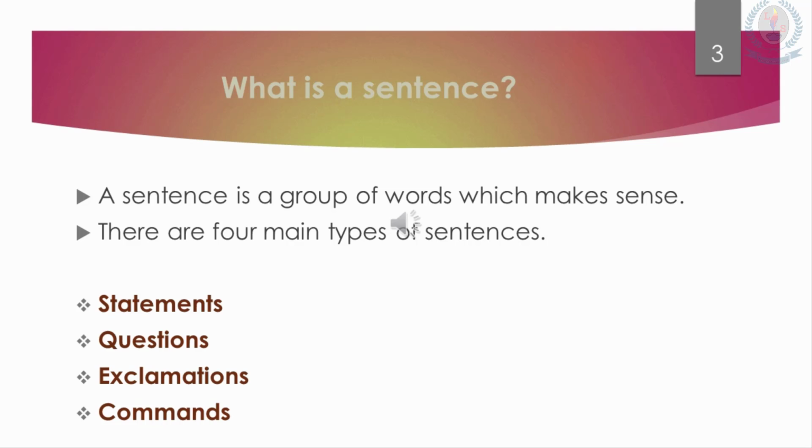There are 4 main types of sentences. They are statements, questions, exclamations, and commands. So, simple sentences may make a statement, issue an instruction, ask a question, or express an exclamatory remark.